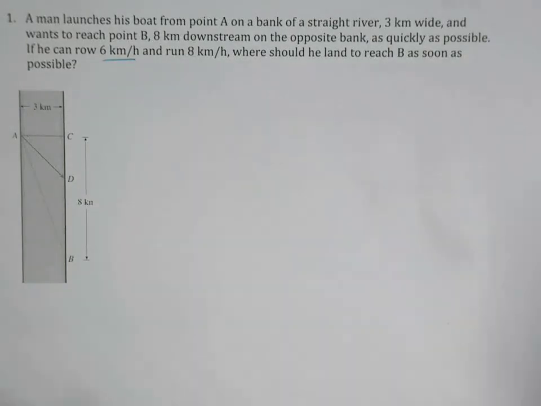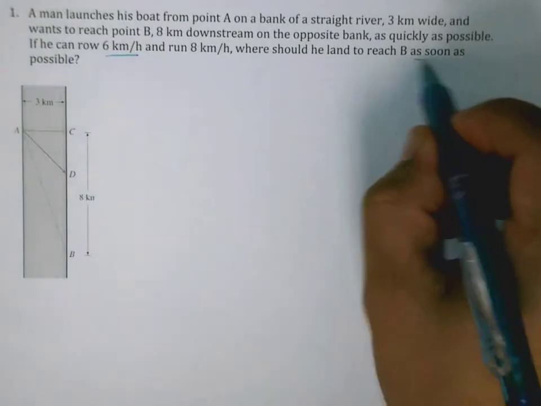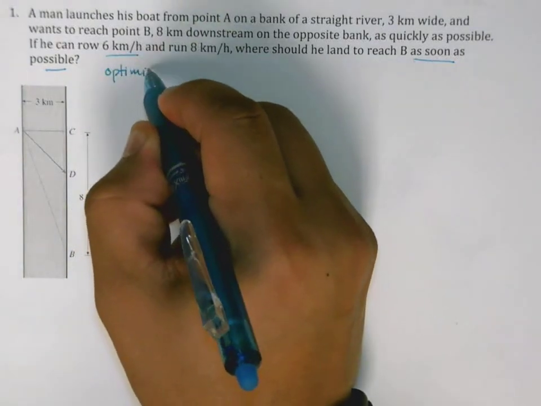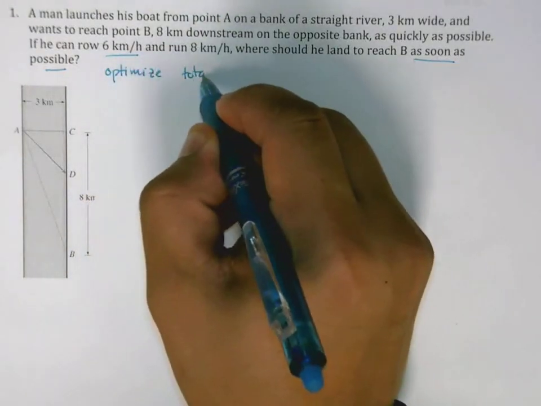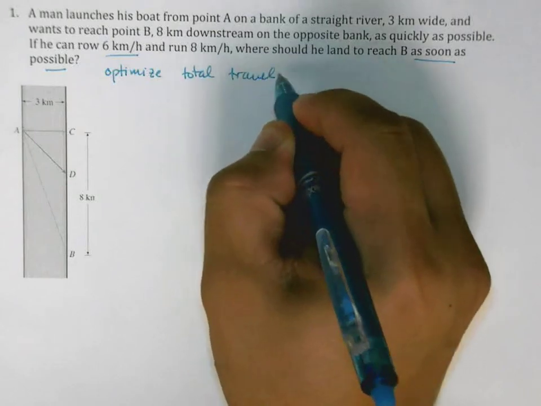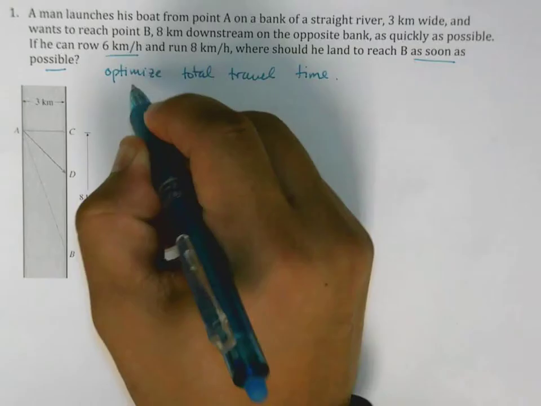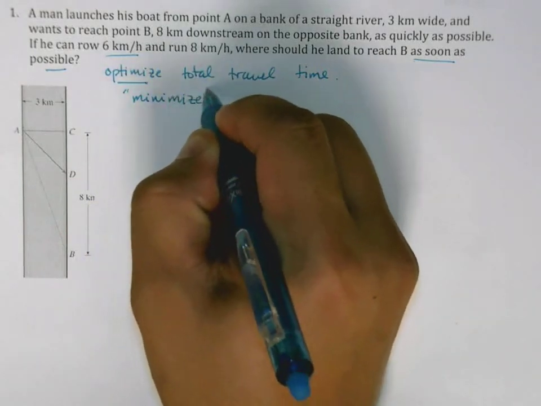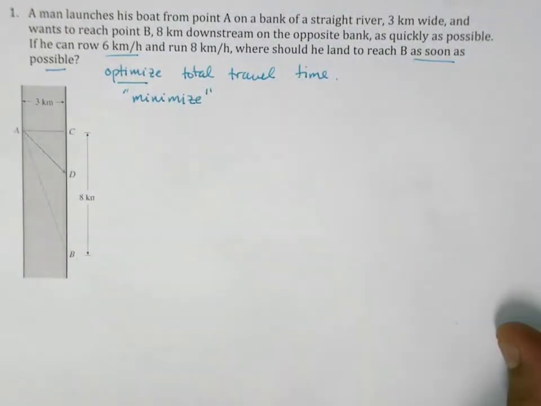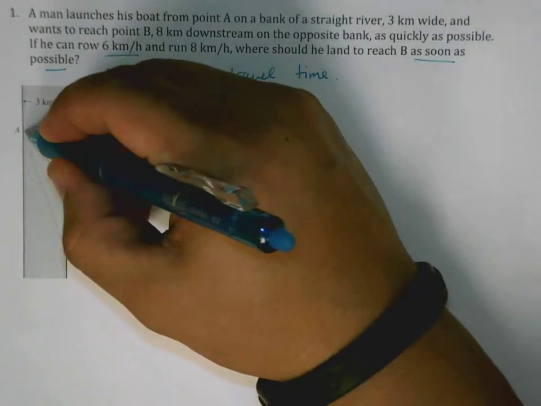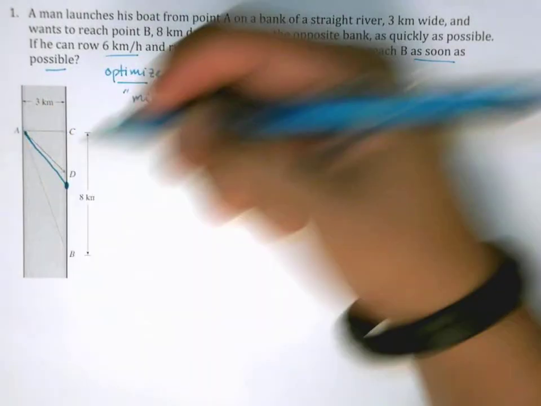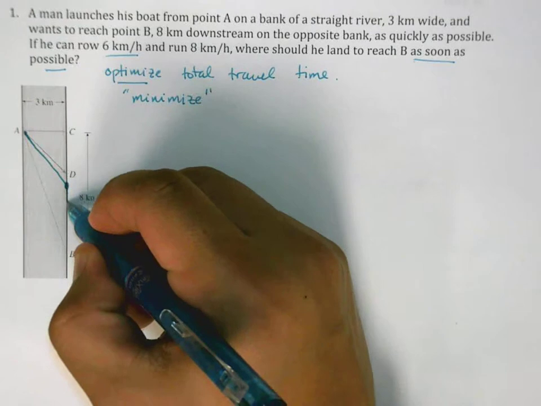When we look at this problem, it says as soon as possible. So we are trying to optimize total travel time. In other words, to optimize in this case is to minimize total travel time. So I'm going to look at some relations here. Let's say that he rows to some spot here on the bank, and then he runs the rest of the way to some spot here.